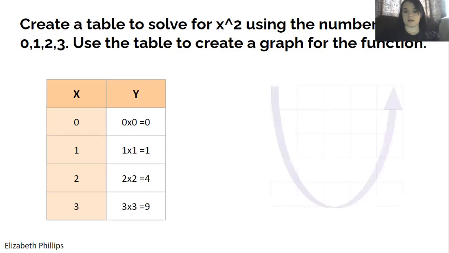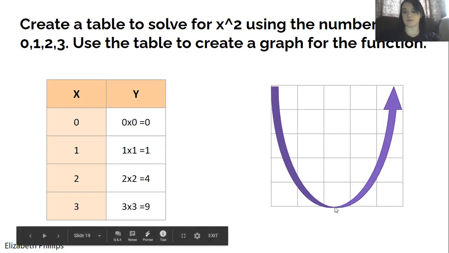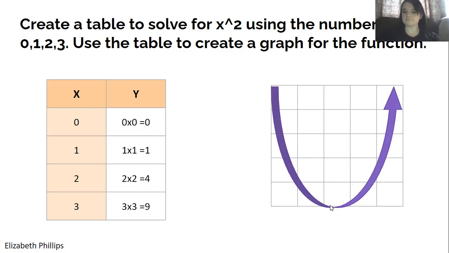And eventually, you'll get a graph that looks like this, where your 0 hits at the bottom of the graph, and you just get a curve between your x and your y axis that is mirrored.